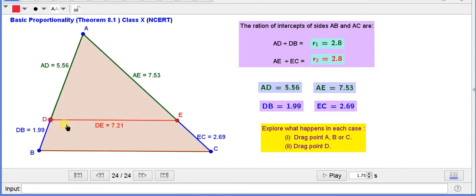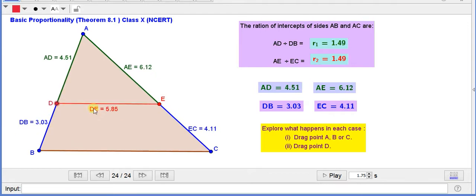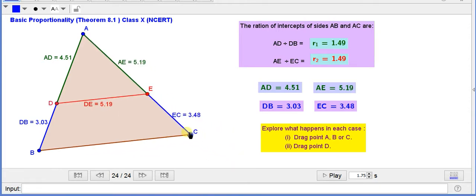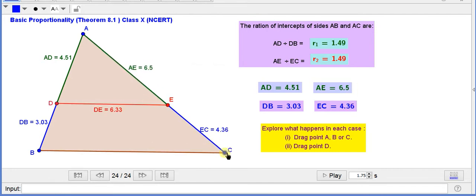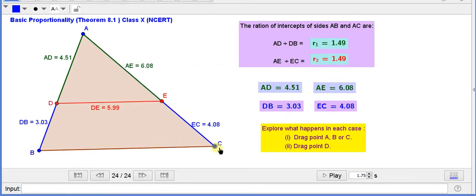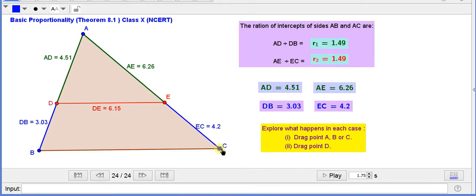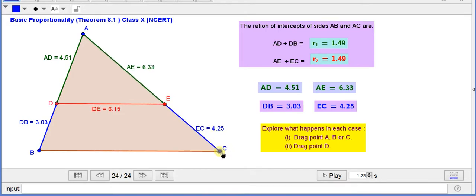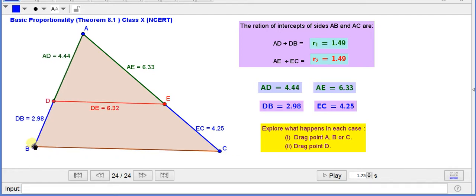If I drag only point C, see what will happen. Only the values of AE and EC are changing, the remaining parameters are constant, they are fixed. Now if we drag point B, we see the values of AD and DB are changing, but the ratio does not change.